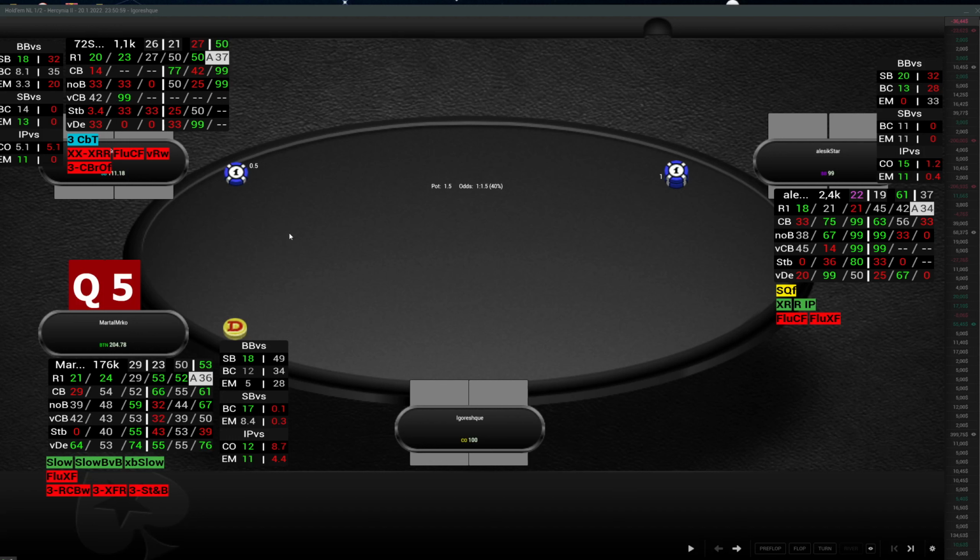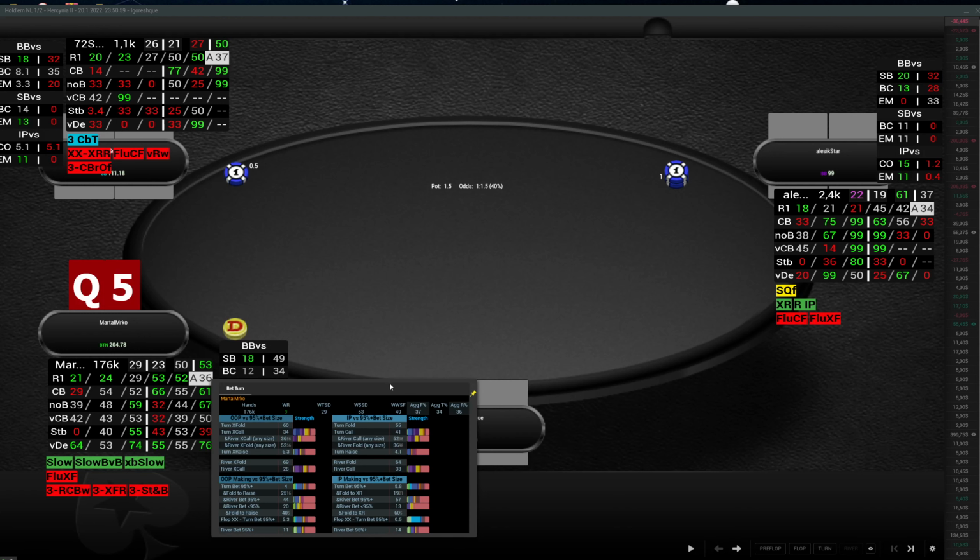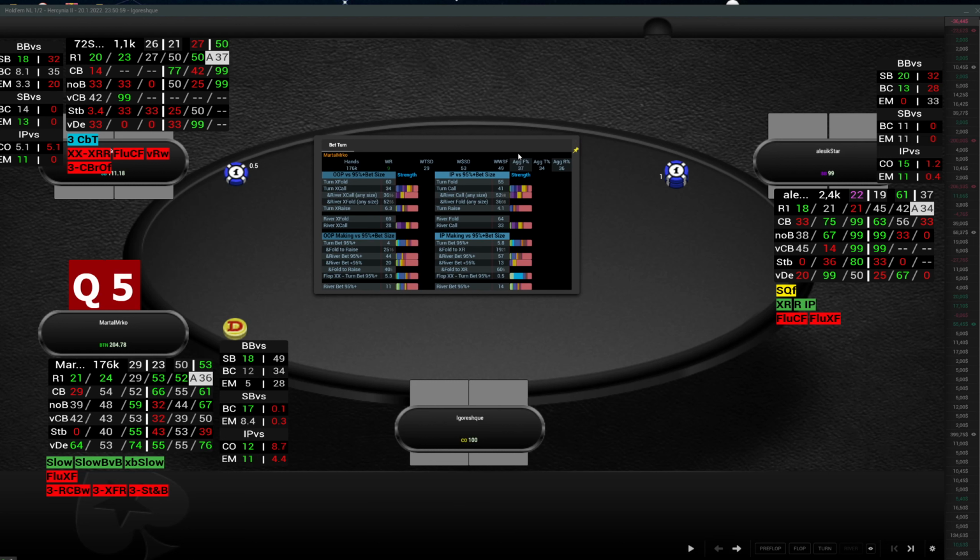Next pop-up is the Overbet pop-up. The Overbet pop-up will give us all the information we need to know our opponent's strategy when it comes to overbetting. The left side of the pop-up is out of position, the right side is in position.